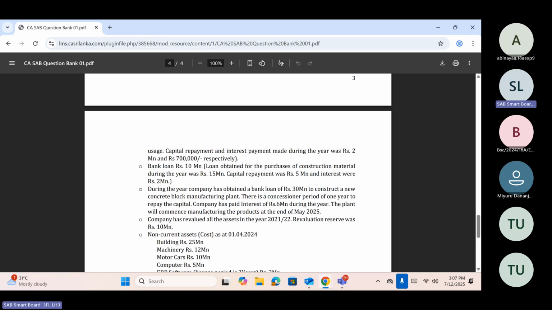Right? So then 15 million, right? Bank loan of rupees 10 million, that is the ending balance. So loan obtained for the purchase of construction material during the year was 15 million. On that 15 million we have paid 2 million, right? Repayment of 5 million and interest for 2 million. That's what happened. So 15 million we obtained. On that we have paid 2 million. Capital repayment is 5 million. Now balance is 10 million. But interest incurred on this is 2 million, but the loan amount is 15 million. Multiplied by 4 times. Multiplied by issued share how much?